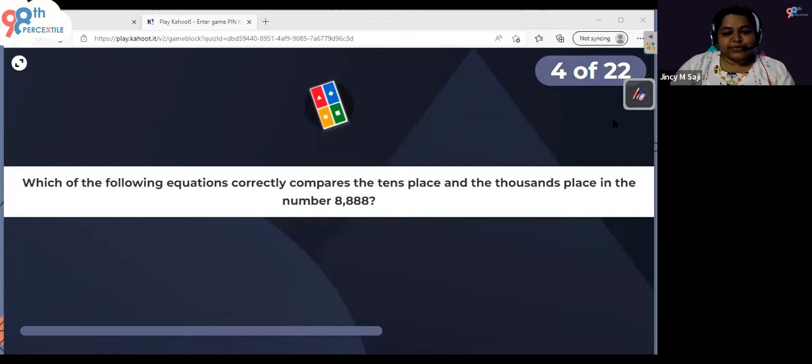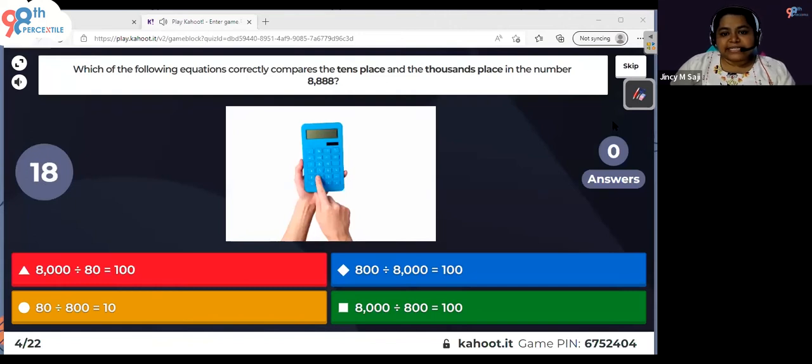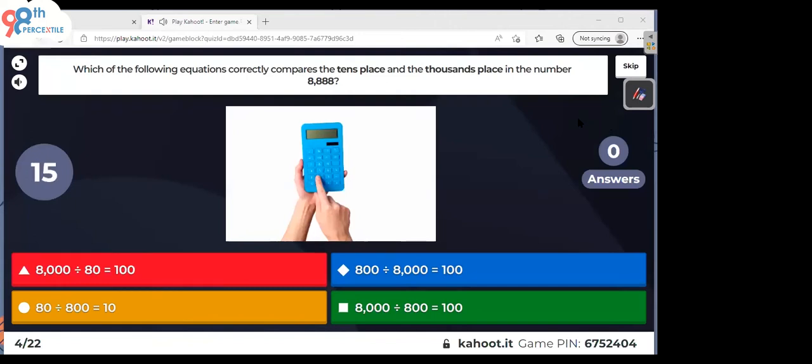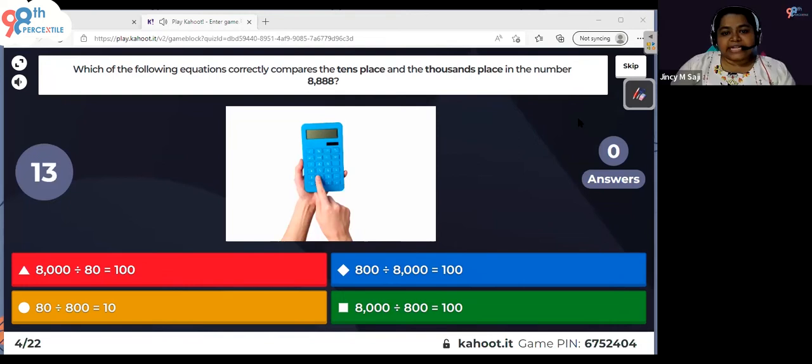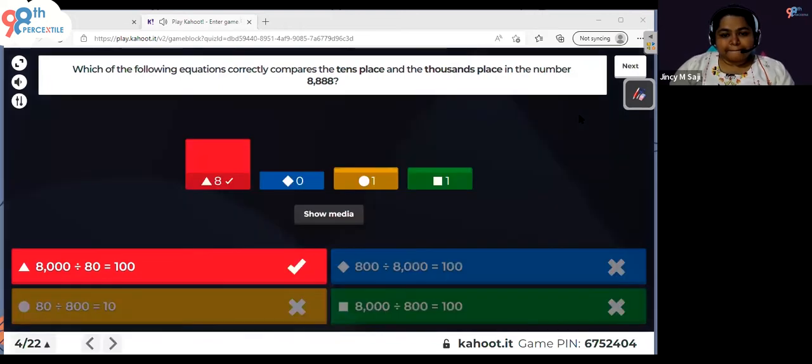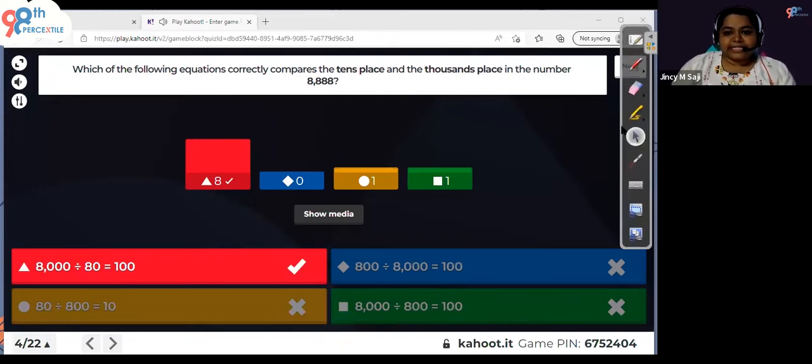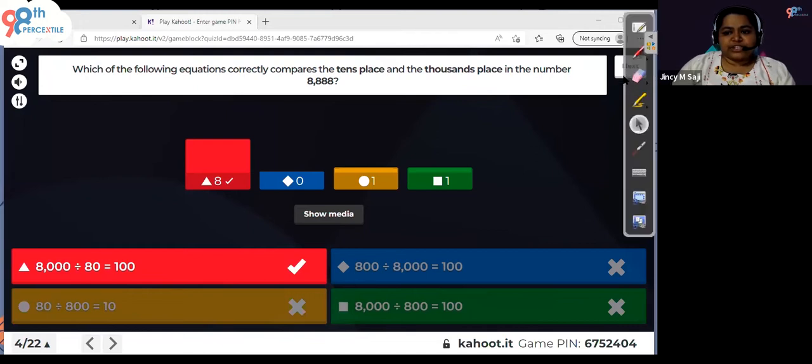The question is, which of the following equations correctly compares the tens place and the thousands place in the number 8,888? The comparison of the tens place and the thousands place. Eight of you got it correct, and two of you didn't get it correct. Let's check how to proceed with this answer.